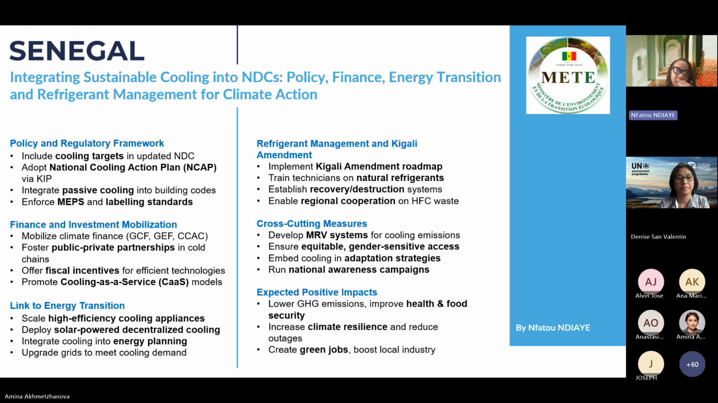In the adaptation strategy also, we have to put together in our system these projects under the Kigali Amendment in order to have a positive impact on lowering the greenhouse gas effect. Short-lived climate pollutants are very important in this process. We ensure that we increase climate resilience and reduce outages, and then create green jobs and boost local industry.